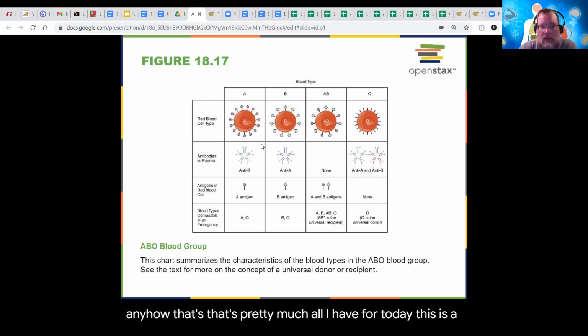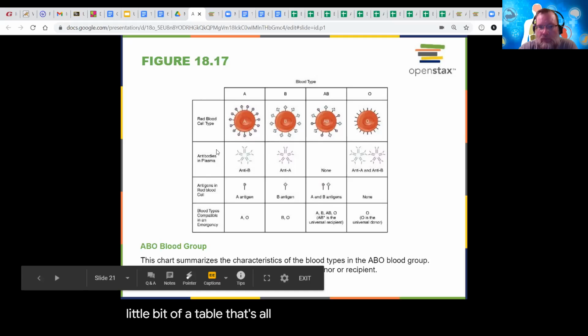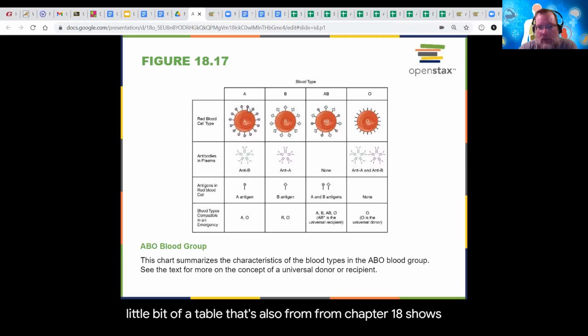This is a little bit of a table that's also from chapter 18, shows the shapes of the antigens. You've got the A antigens, kind of a globby shape. The B antigens, they represent them as diamonds. The AB has both A antigens and B, and O doesn't have any. Okay, so O can produce anti-A and anti-B antibodies in their plasma because it's not going to attach or clump to anything. AB doesn't have any antibodies in their plasma. That's good.